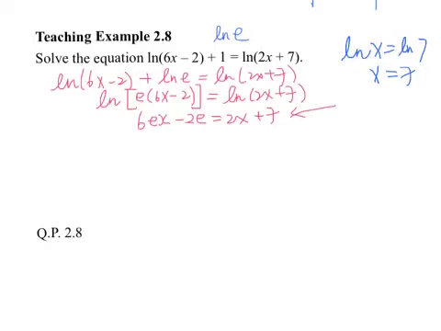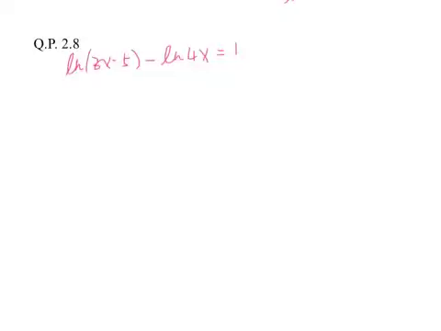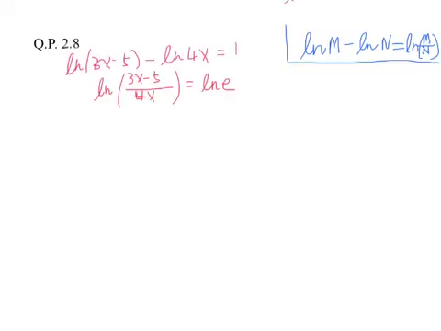That means x, and then 2e plus 7, x equals 2e plus 7, and then 6e minus 2. Your turn. Minus on the left hand side, so simple. So remember, combine them. That's the rule here. Combine them, and then 1 equals ln e. Not quite difficult.